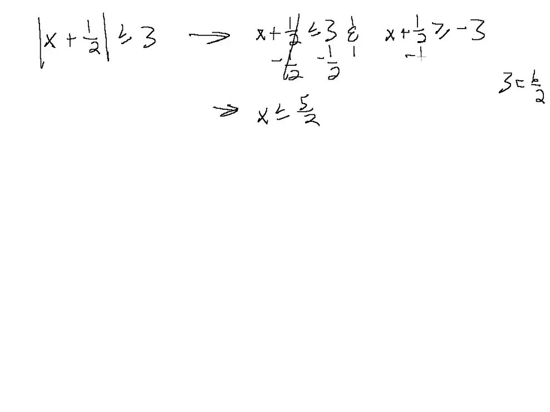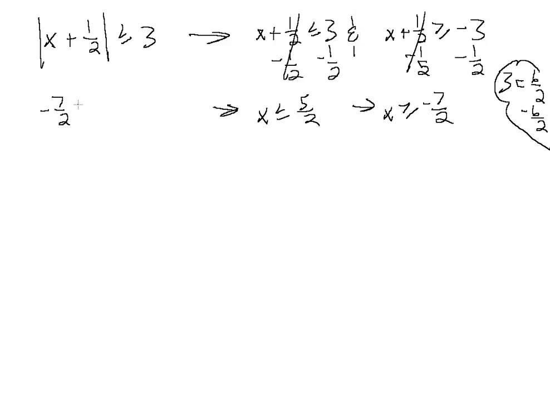We want the other one as well. So we have minus 1/2 from both sides. Those two terms cancel, so we have x is greater than or equal to minus 3, which is the same as minus 6 over 2. So minus 6 over 2 and minus 1/2 is a minus 7/2. So in inequality notation, we're going to have minus 7 over 2 is less than or equal to x, which is less than or equal to 5 over 2.